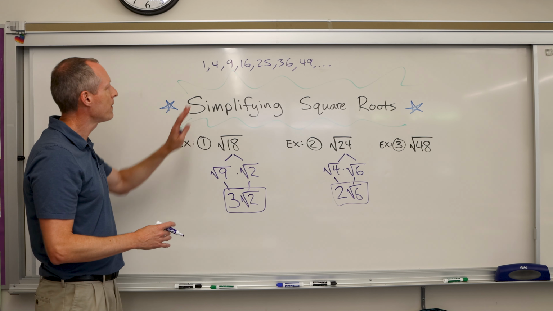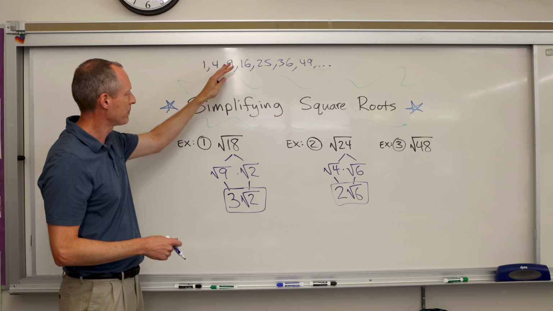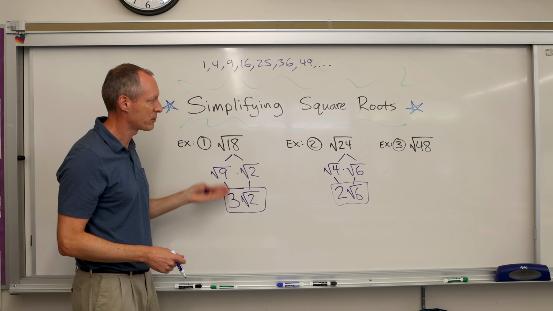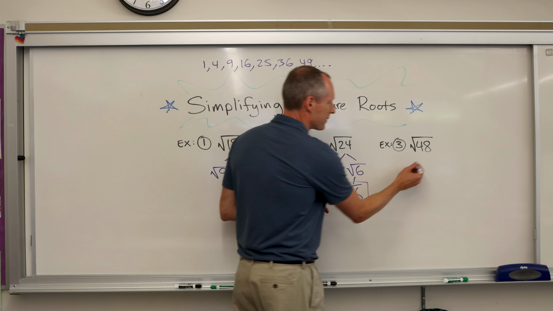So if you're having trouble with your perfect squares, make sure you know those first, maybe make some flashcards. Once you're comfortable with these, when you don't have a perfect square underneath there, you have to break it down to simplify it. And always keep the perfect square on the left.